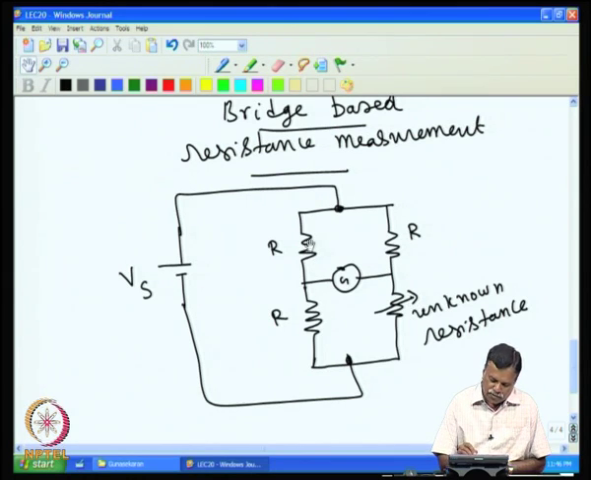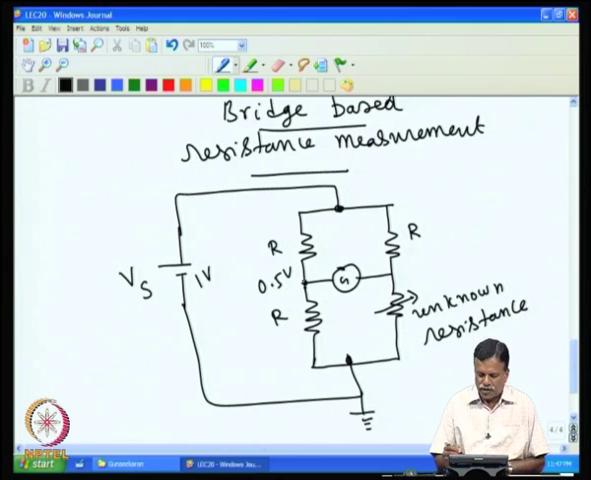So, for example, if I have 10K and 10K, and a 1 volt supply is given, then I know this point will be at 0.5 volt, with respect to ground. I take ground as my reference point. So, this is basically a voltage divider, and this will be sitting at 0.5.